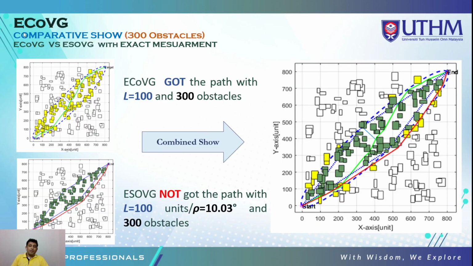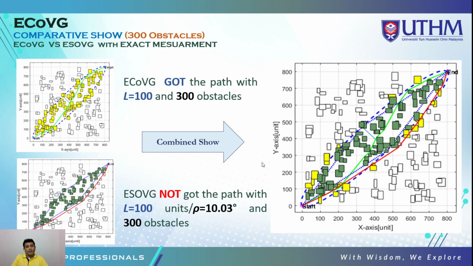Next, I present some comparative results here. See, with 300 obstacles, EQVG got the path, but with 300 obstacles, ESOBG did not get the path, even though this L and this L are the same. So L is 100 here, which is equivalent to rho 10.03. So actually it is the same environment. Because of size, this path is outside. Because of the nice shape, the path is inside.